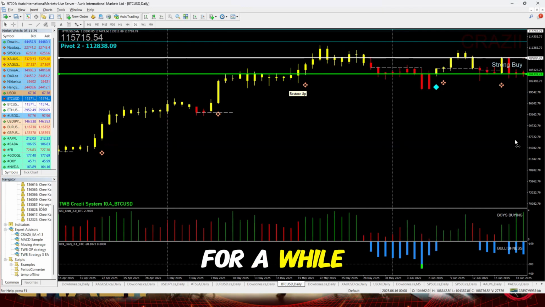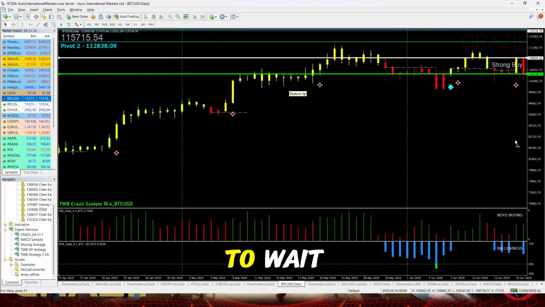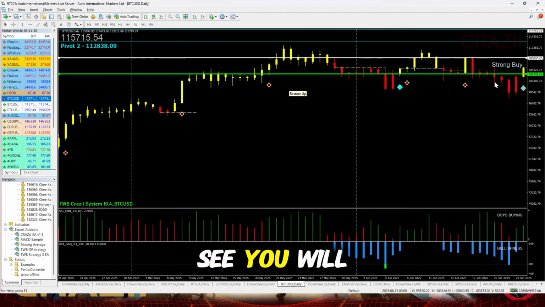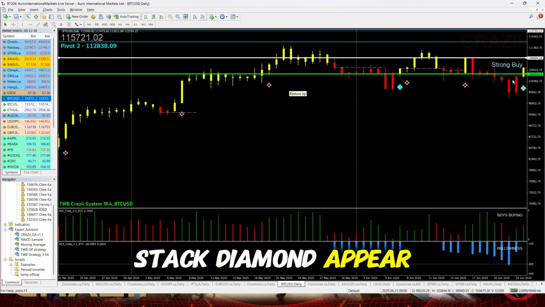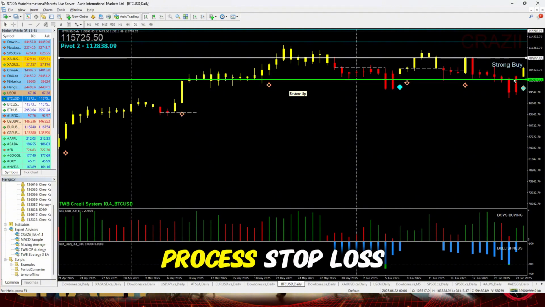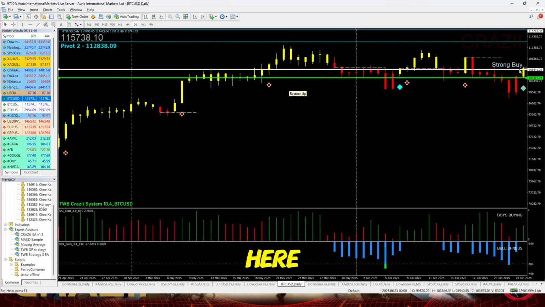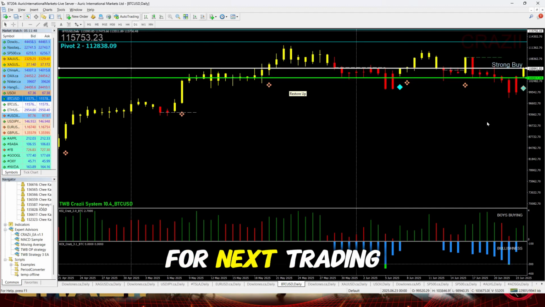Then what we do, we wait for a while. No new diamonds, we just wait and look at the market. If you don't stop loss, you get more losses. Then a new stack diamond appears. Repeat the same process: stop loss put here, white line put here, and then prepare for the next trading day.